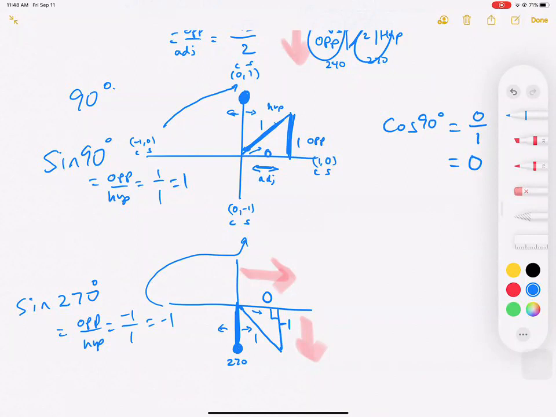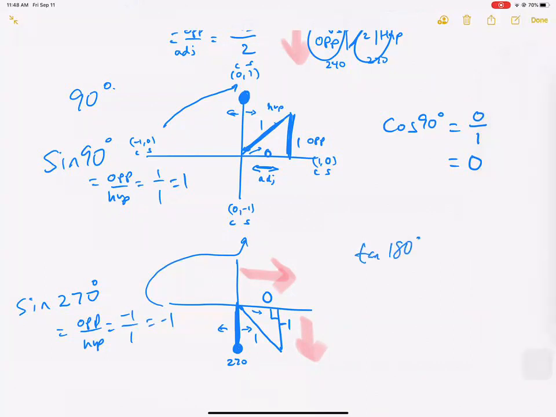So these were our special 90-degree angles. We talked about drawing a 0 and 1 triangle before. Let me just do one more. Let's do the tangent of 180 degrees. So first step, just draw a cross, draw 180.